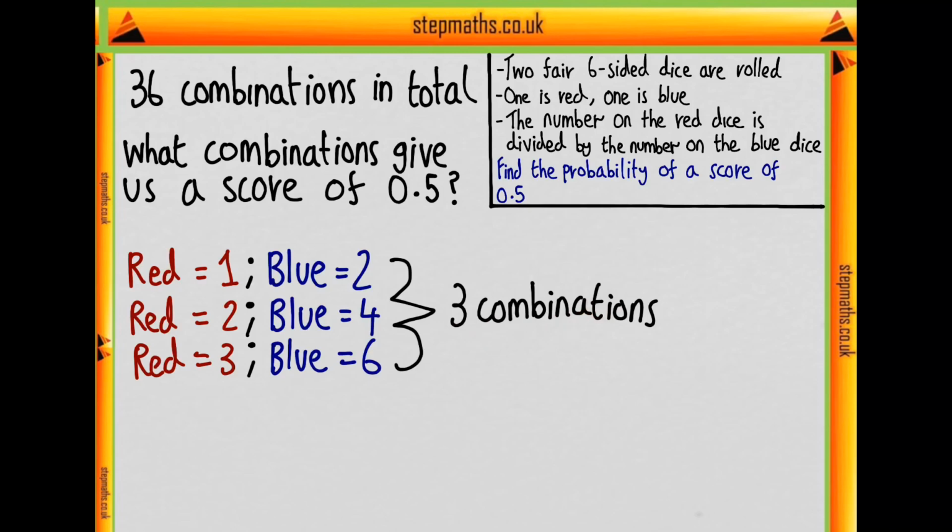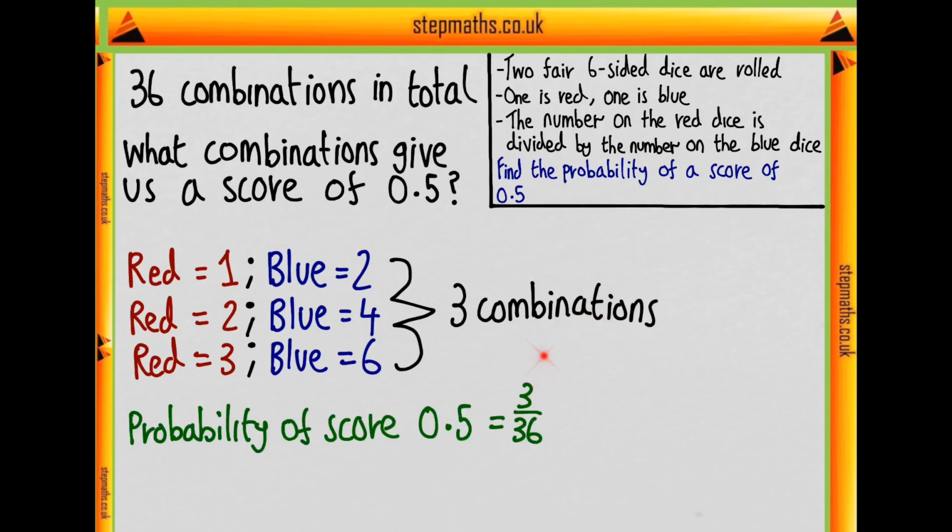And so the probability we're looking for is the number of combinations that get a score of a half, 3, over the total number of combinations, 36. We can cancel the 3 from numerator and denominator to get 1/12, and that corresponds with option D in the multiple choice. So our answer is D.